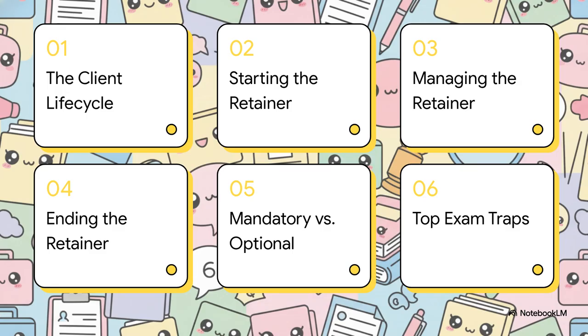So here's our game plan. We're going to start with the big picture, the client life cycle. Then we'll zoom in on starting, managing, and importantly, ending the retainer. We'll spend some real time on the withdrawal rules because they're tricky. And then we'll finish up by flagging the most common traps the exam will throw at you.